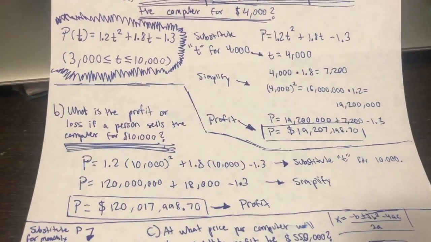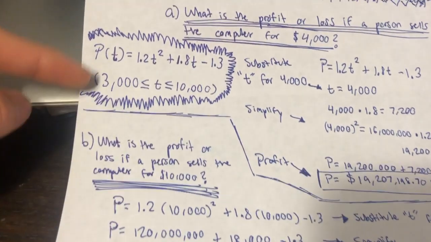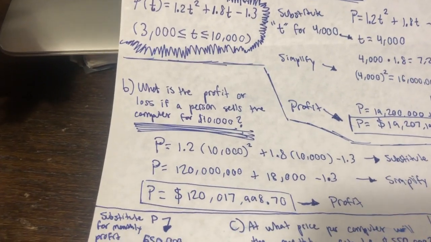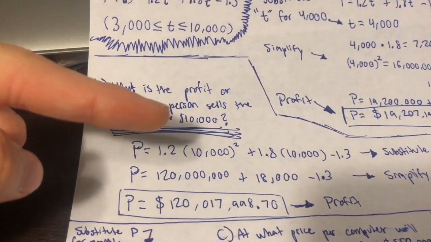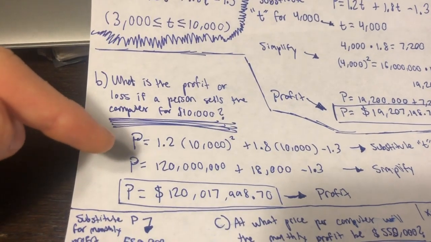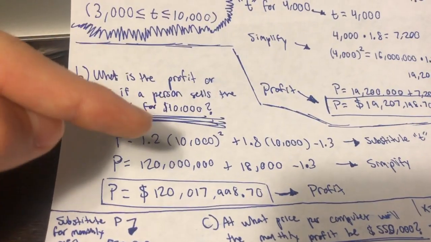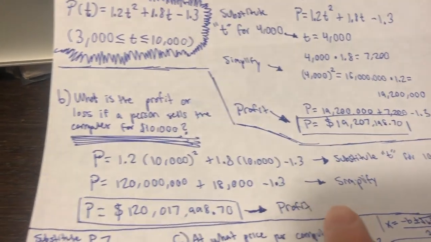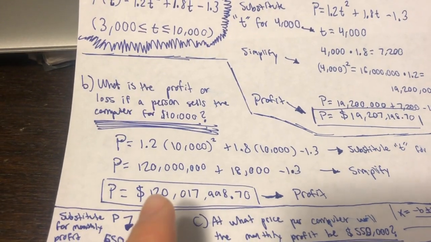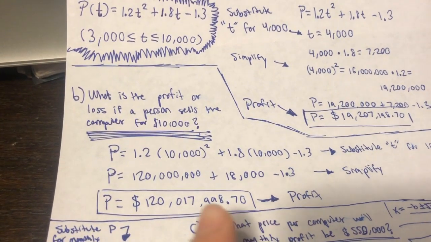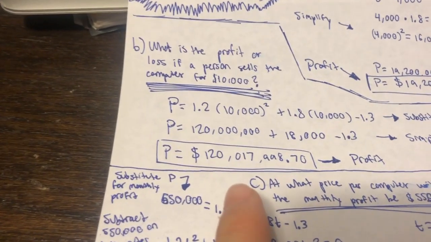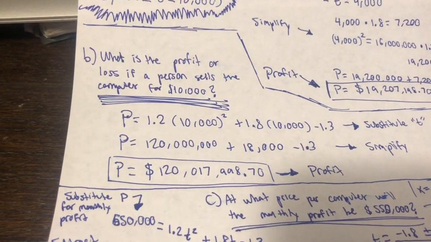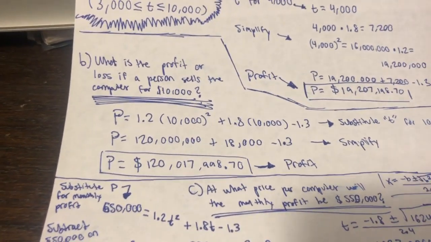And now problem number B is very similar. What is the profit or loss if a person sells the computer for $10,000? So this is exactly the same, but now we're gonna insert 10,000. So we write our equation and we insert 10,000 for the price of the computer, which is represented by T. So we write it, we substitute it, and then we simply simplify it, and then we get our profit, which is 120,017,998.70. So that is the profit that we're gonna get.